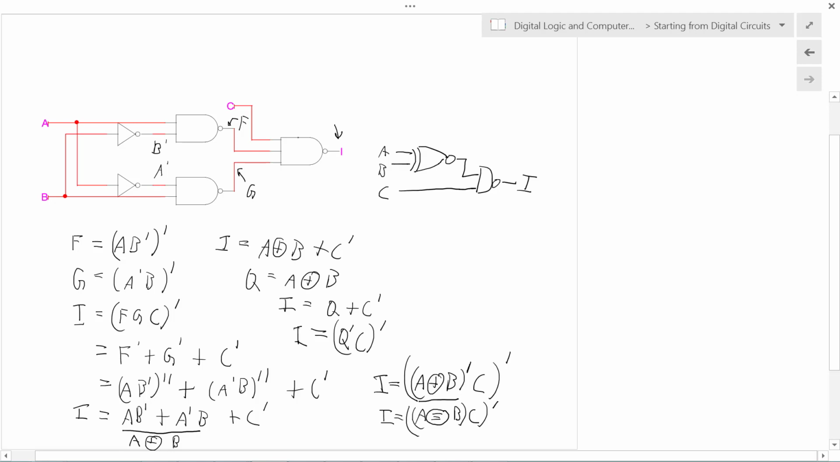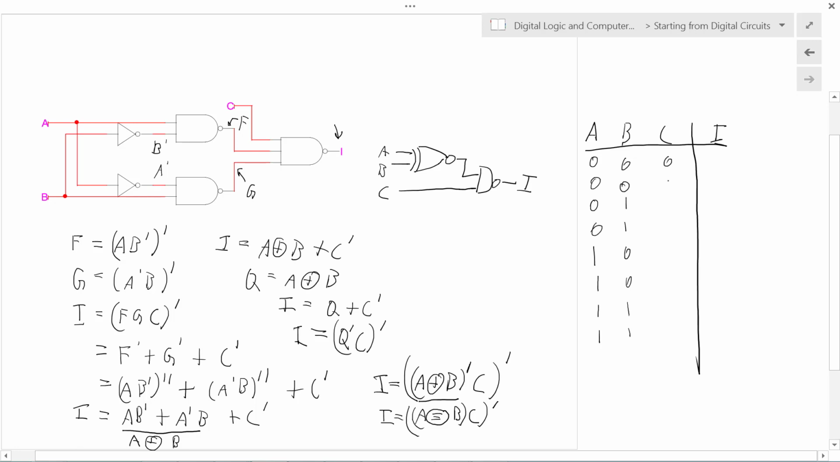What does our truth table look like? Well, we have 3 inputs here, so let's write them out. We have A, B, C, output I. And so our table has 8 entries. Let's list them all. 0, 0, 0, 4 zeros and 4 ones for A, 4 zeros and 4 ones for B, alternating by 2s, and then alternating 0, 1, 0, 1 for C.